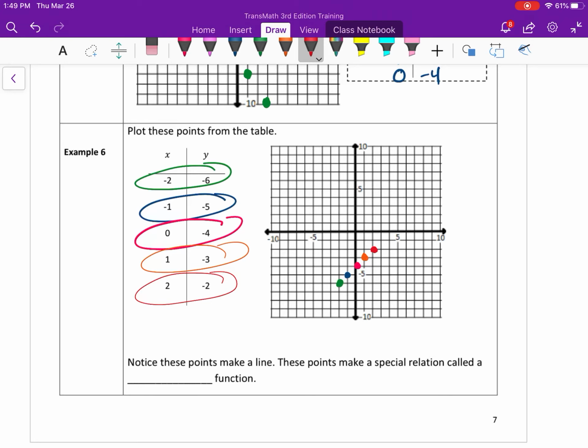Notice that these points make a line. These points make a special relation, which you might remember is called a linear function, because they make a straight line.